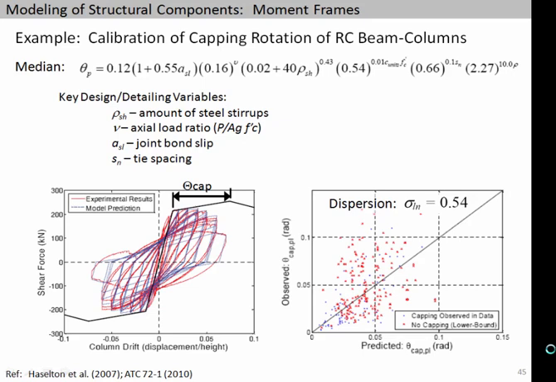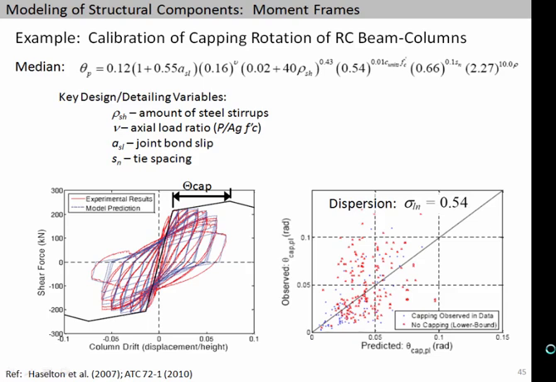This is looking at rotation capacity, going through this database, doing regressions. This is an example of what we provide in ATC 72, where rather than a table of values like you see in ASCE 41, here we have an equation where we're looking at different parameters that can affect the rotation capacity. That's the good news. We have this nice tidy equation.